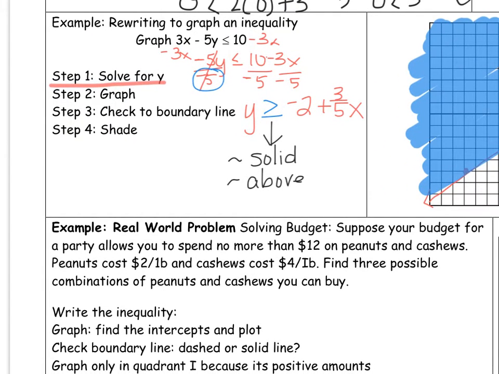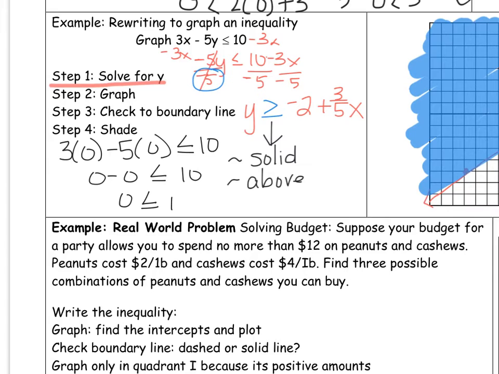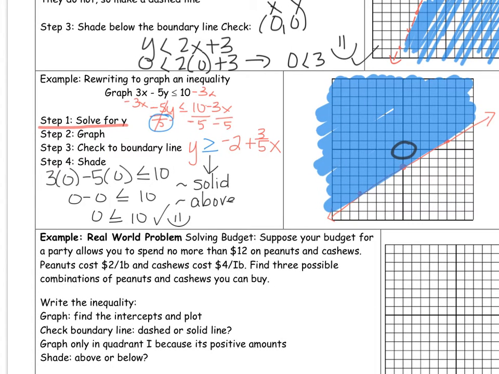And I'm going to check it in the original equation. So I'm going to plug in 0 for x, and I'm going to plug in 0 for y, and see if I get a number that is less than or equal to 10. And I get 0 minus 0 is less than or equal to 10. 0 is less than or equal to 10. That works, so that means I shaded correctly. If it didn't work, then I would have to go back and reshade my inequality. So again, it is a less than or equal to sign, a greater than or equal to sign, so that means it's going to be solid because it has the equal to, and we're going to shade it above.